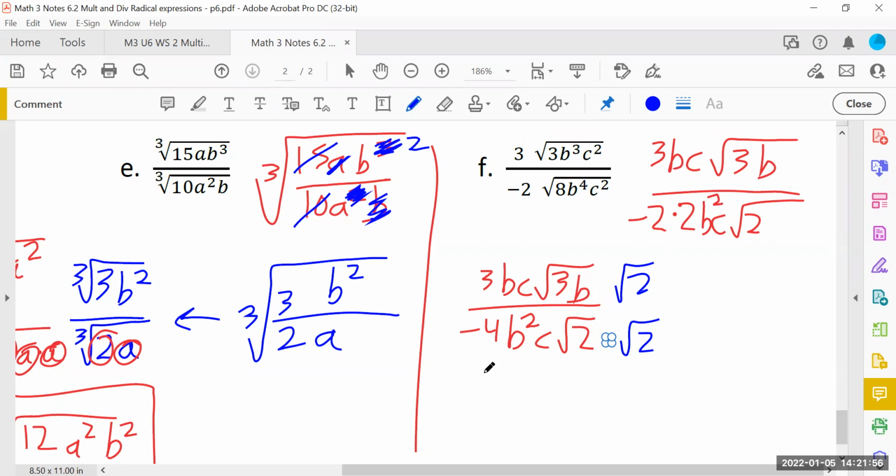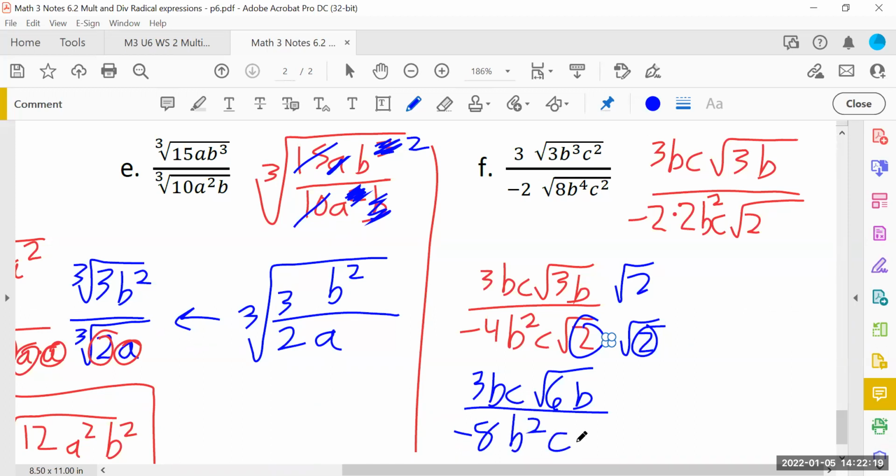So I end up here with 3bc root 3 times 2 is 6b over -4 times 2, right? I have a pair of 2's, that comes out. -4 times 2 would be -8 b squared c. Almost done. Do you see anything that cancels out? There's a b on the top and the bottom and a c on the top and the bottom.